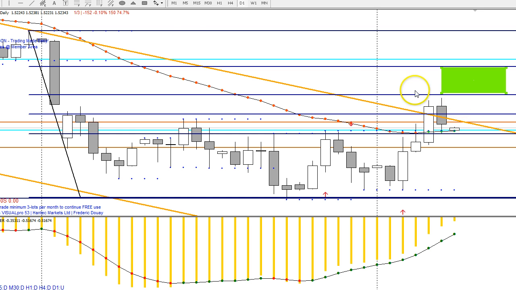Another buying zone would be this area here, but as we've seen last week, it did go into that zone, but retraced from it quite quickly. So it will be a zone of probably some resistance.